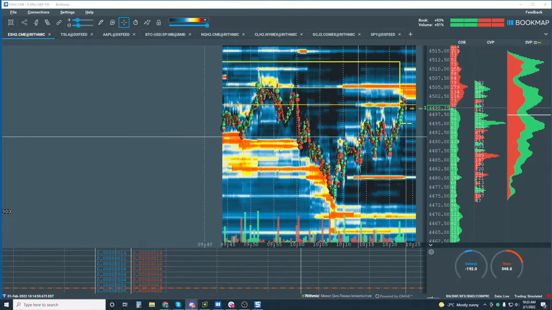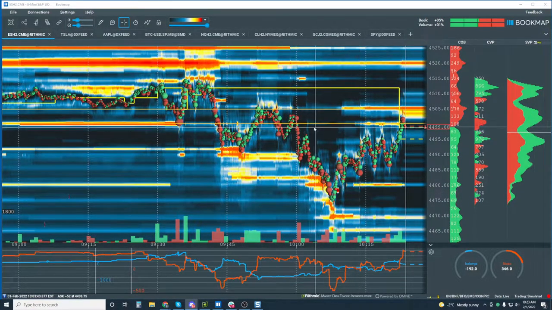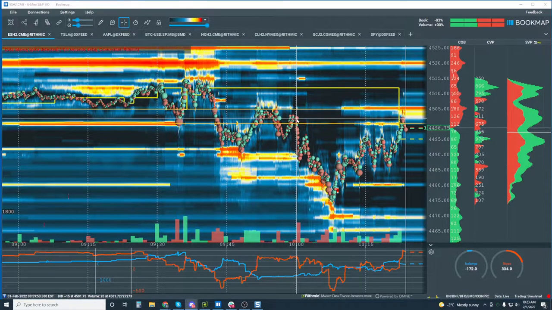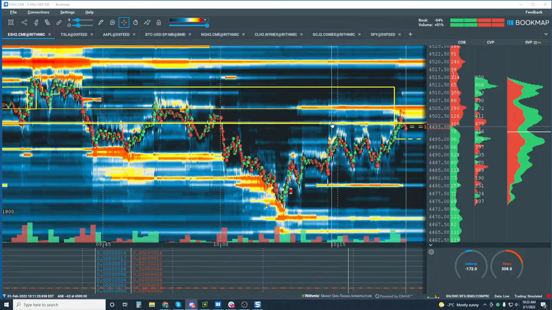Now, let's zoom out though. Let's look at the higher time frame. So here's the higher time frame. We're just looking for a move up to here. That's it, and it's already done it.